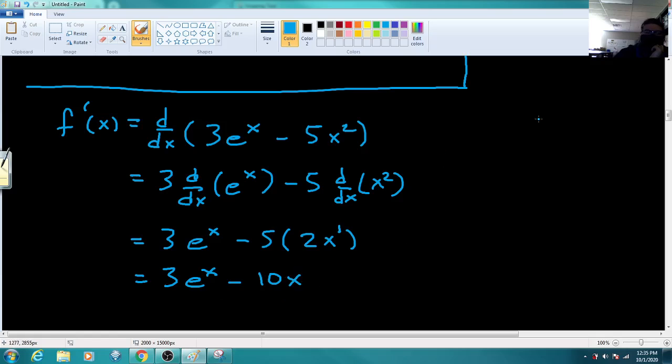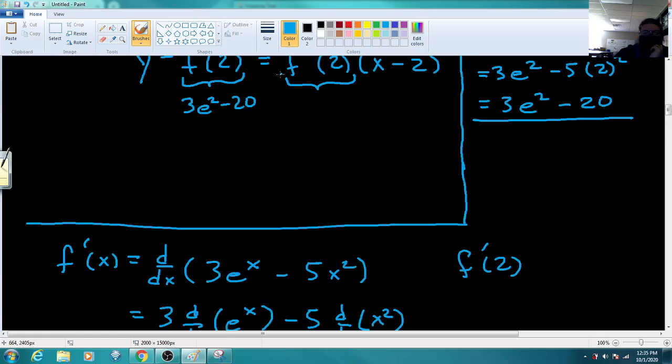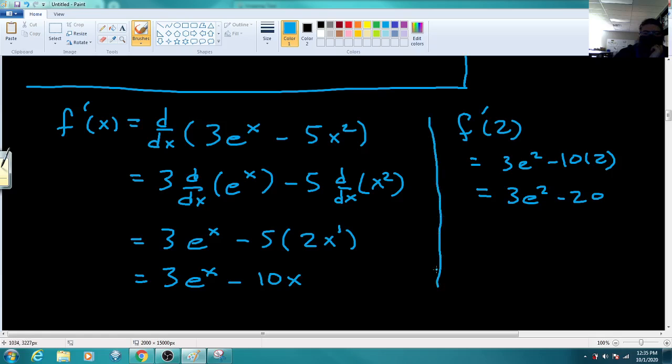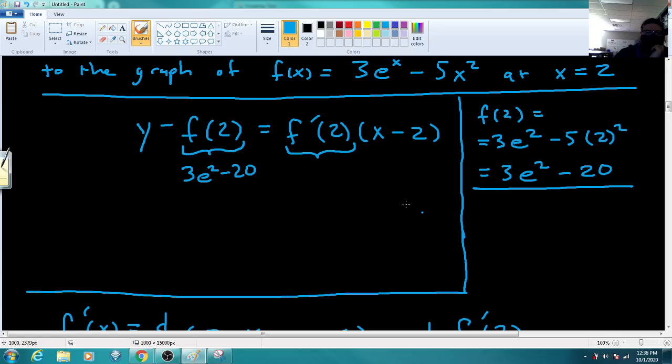So that's our derivative. We want to find f prime of 2 so we can plug it in here. So f prime of 2 would equal 3e to the 2 minus 10 times 2, which is 3e squared minus 20. So that is what we plug in for here. It happens to also be 3e squared minus 20. Normally these are different numbers. This is just a weird case where that happened.